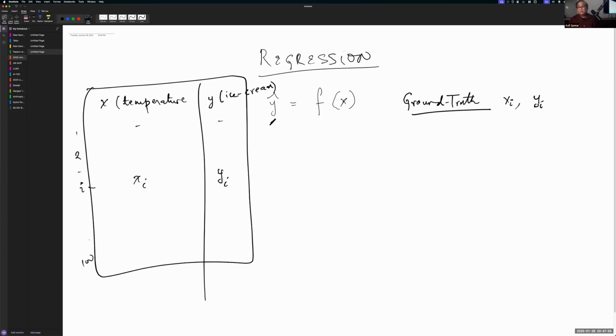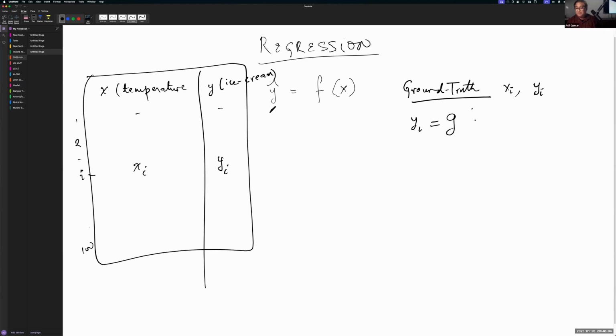Underneath this, there is also a ground truth function, the real relationship, which caused Yi to be related to Xi. Does that make sense? Except that we don't know that relationship. When you get a table of data, it doesn't come with a ground truth function attached. You don't know it. What is our job?